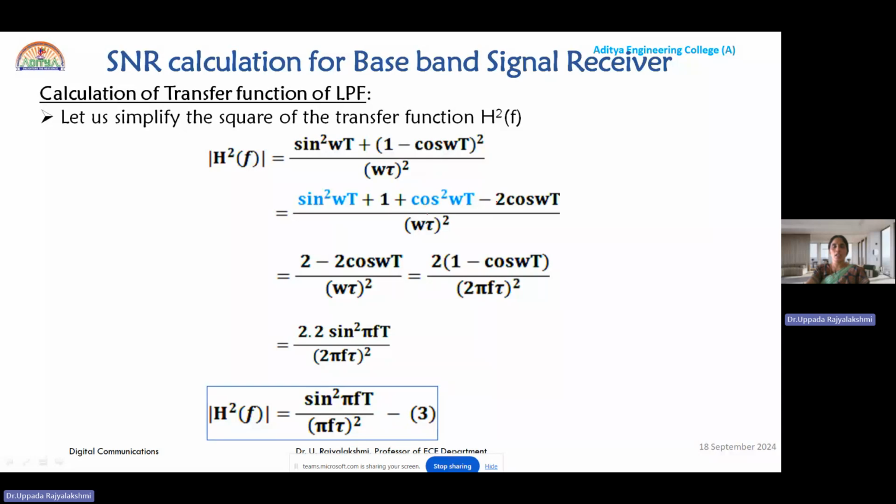B square is cos square omega t minus 2 cos omega t. Here sin square omega t plus cos square omega t is 1, plus again you have 1. So 2 minus 2 cos omega t by omega tau whole square. Let us take 2 as common here. So 2 into 1 minus cos omega t by 2 pi f tau whole square, because omega is the angular frequency which can be written as 2 pi f. And this 1 minus cos omega t can be expressed as 2 sine square omega t by 2, where omega is 2 pi f. So in 2 pi f, the 2 gets cancelled, and you will get pi f t.